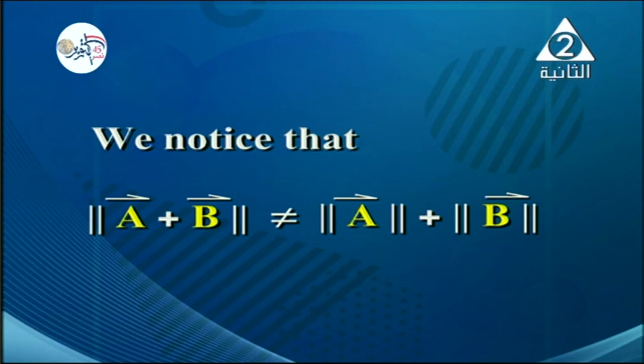Don't forget, my dear student, this is an important rule: norm A plus B does not equal norm A plus norm B. Norm A is the length of vector A. Norm B is the length of vector B. But for A plus B, its norm is the norm of the addition of two vectors.